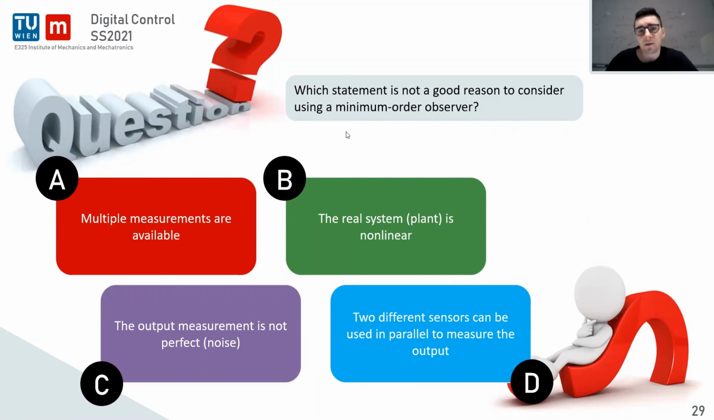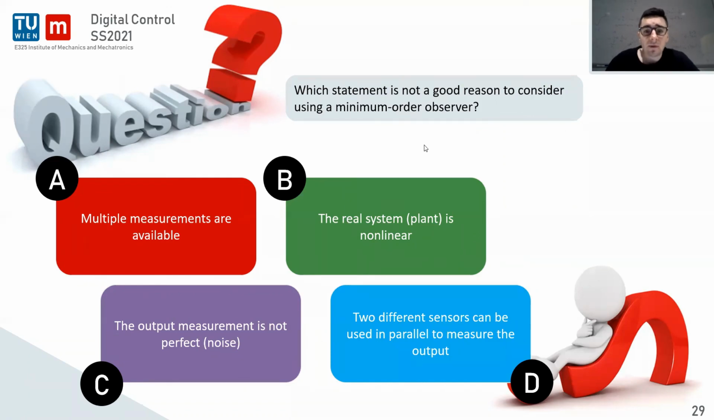So if I share the result as predicted, most of you answered C. So let's first consider A. If multiple measurements are available, then it's a good reason to consider using a minimum order observer. We've just seen that.